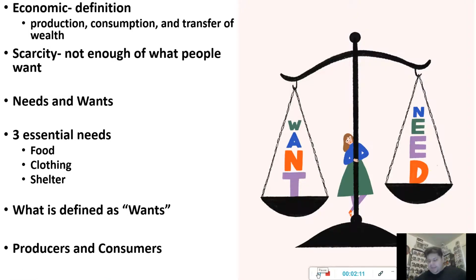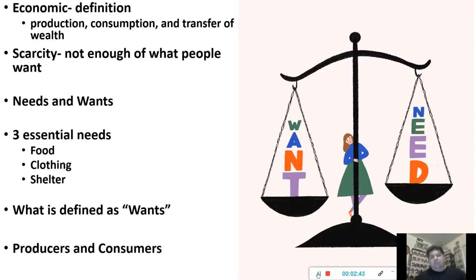All right, so economics deals with three major things: production, consumption, and the transfer of wealth. Those are really the three broad things that encompass economics. Production is the decisions that go into what to create. Consumption is that we buy, we take things. And then the transfer of wealth.